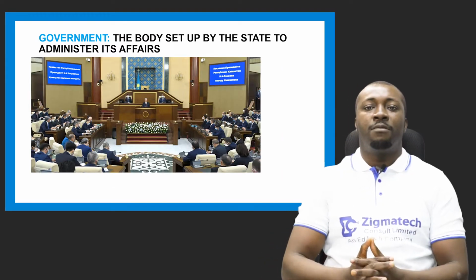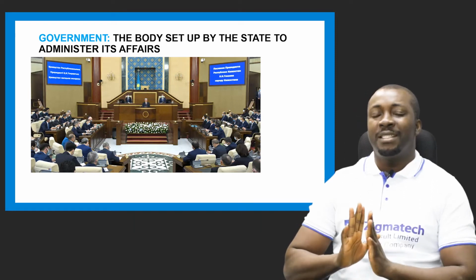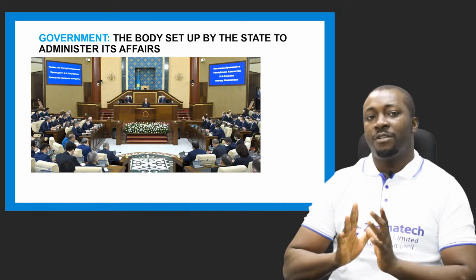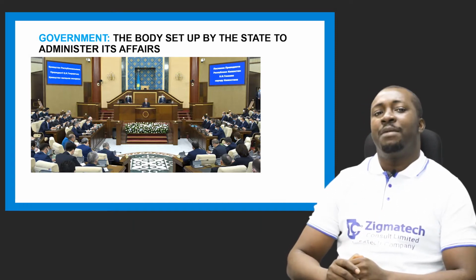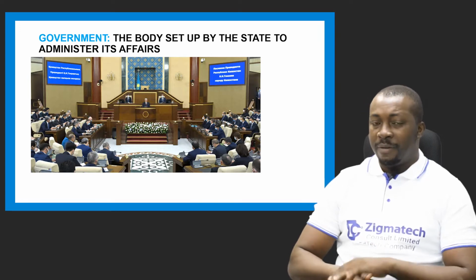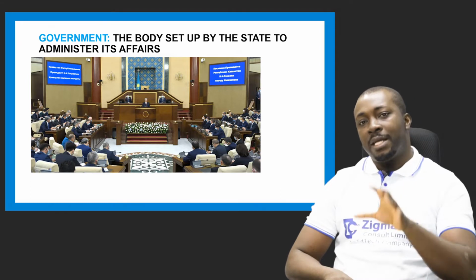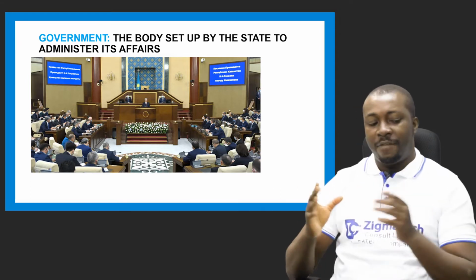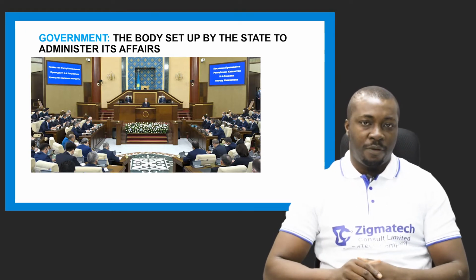Now, every state has what we call government. It's a body set up to administer the affairs of the state, to refer to what we did in government as an institution and government as a process of governing. So government is that body that is set up legally by the state to administer, run and manage the affairs of the state in the interest and the welfare of the people of the state.